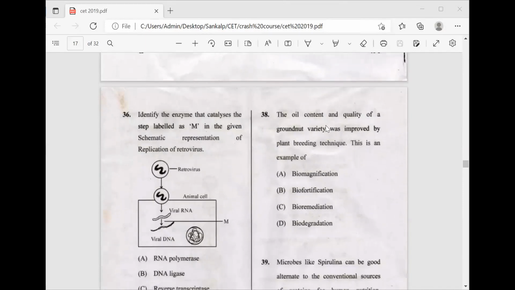Then 38th question. The oil content and the quality of groundnut variety was improved by a plant breeding technique. This is an example of option A biomagnification, option B biofortification, option C bioremediation, option D biodegradation.